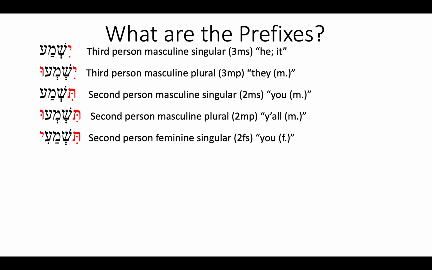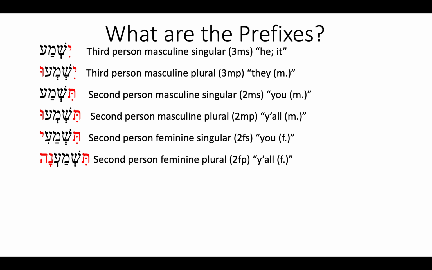There's also a second person feminine singular, you feminine, which is tishma'i. It gets its femininity by a combination of a tav at the beginning and a yod at the end. Then we have a special form for second person feminine plural, y'all feminine, which of course doesn't occur very often because for a group to be considered feminine, it must be all feminine. So that is tishmana. It has both a tav prefix and a na suffix.